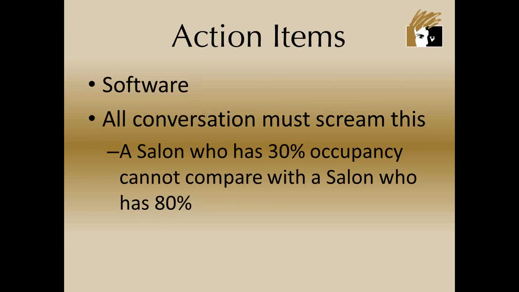Software. I think I touched on this, but your software must be able to identify this with ease. Figure out where it is, not where is that. No, we live by this number. And once again, ask for modifications from your software if you can't find it. All conversation in the salon must scream that we're talking about occupancy. A salon who has 30% occupancy cannot compete or compare with a salon who has 80%. You can't compete with it. You can't have the energy.